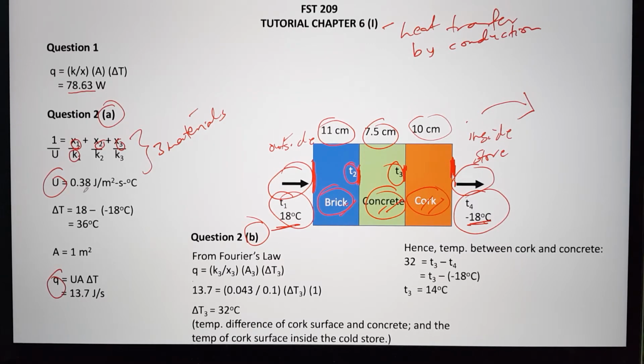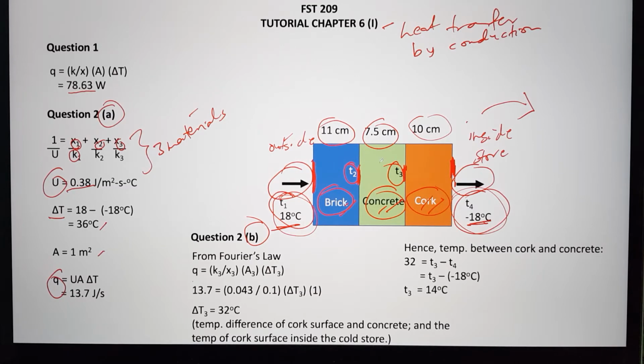Calculate the value of U, and you will get 0.38 joule per meter square second degree Celsius. And then calculate the delta T. Delta T is simply T1 minus T4, so the value for delta T is 36 degrees Celsius. And it is given in your problem statement that the area of this particular surface is 1 meter square.